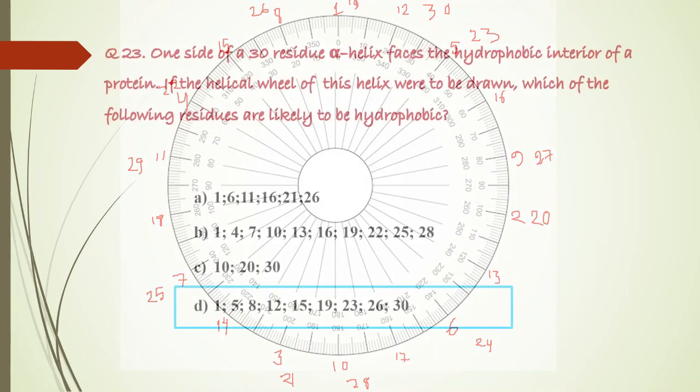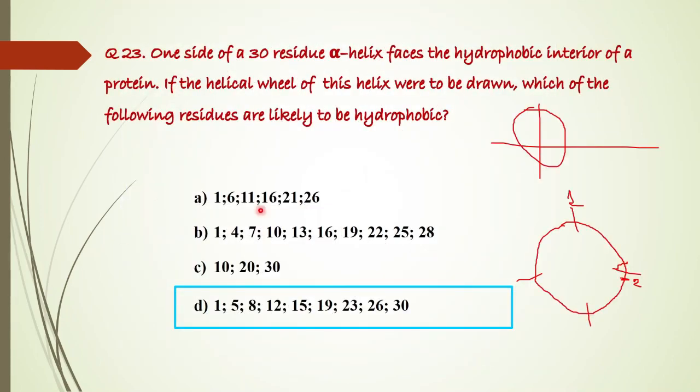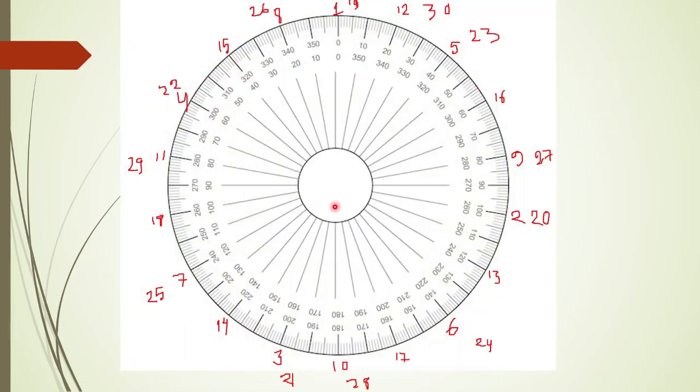Now if we look at our options, our first option is 1, 6, 11, 16, 21, 26. So let us go back to the wheel. It is 1, then 6, then 11, then 16, then 26. If you follow that, you can see that the residues mentioned in the option are all over the circle, just randomly placed. So it is like the hydrophobic units are everywhere. But that is not the case for helical wheels.